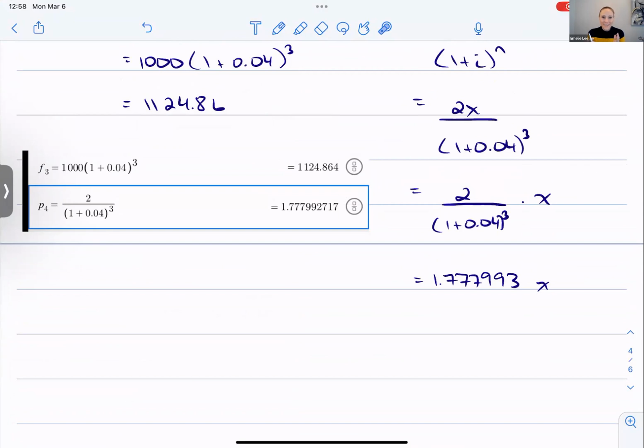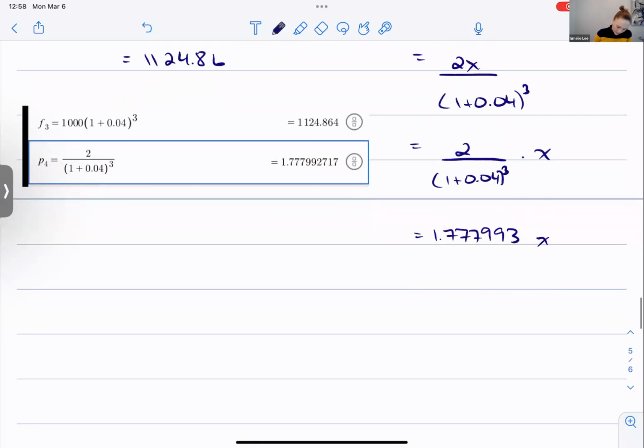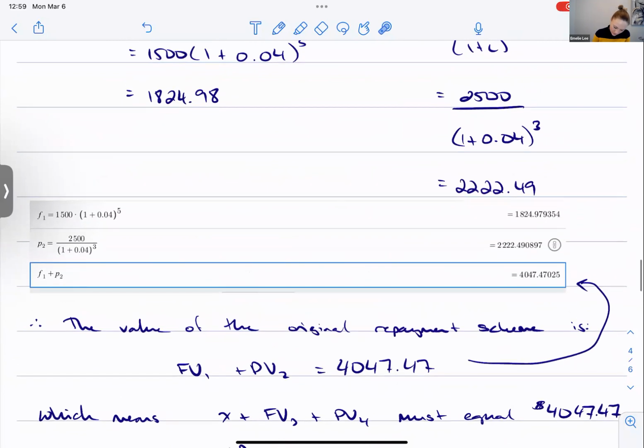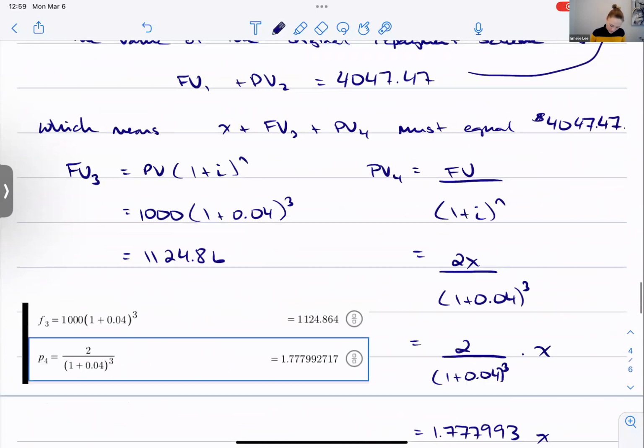So we're getting there. So what did we say? We said that future value 1 plus present value 2 has to equal, right? And that's important. It's the whole problem. Has to equal x plus future value 3 plus present value 4. We already solved for this first one here, right? And I can do it again.